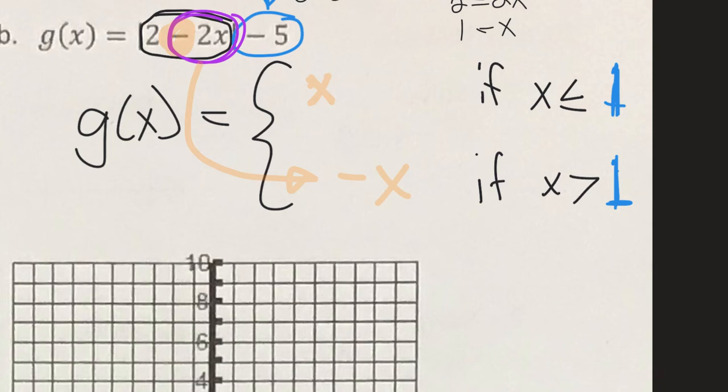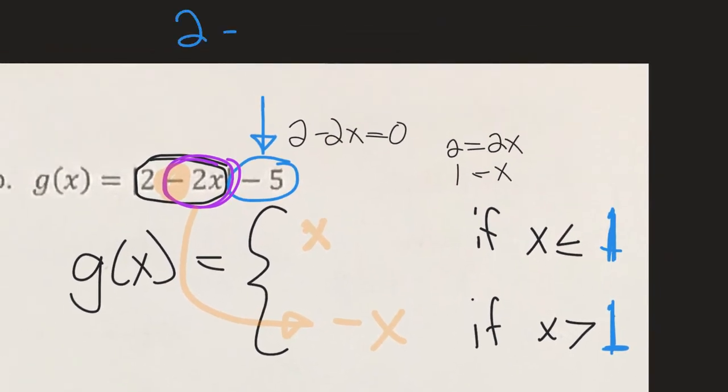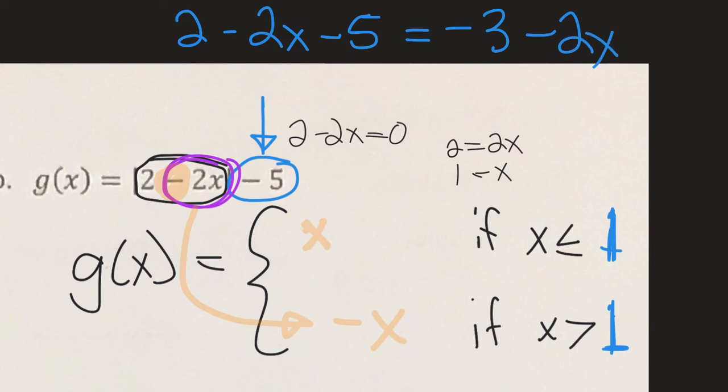So let's do some simplifying here for a second. If we take away the absolute value bars, 2 minus 2x minus 5 becomes negative 3 minus 2x, positive 2 minus 5. So that's the equation that goes up here. The normal equation without any augmentation becomes negative 3 minus 2x, or negative 2x minus 3 is also acceptable.